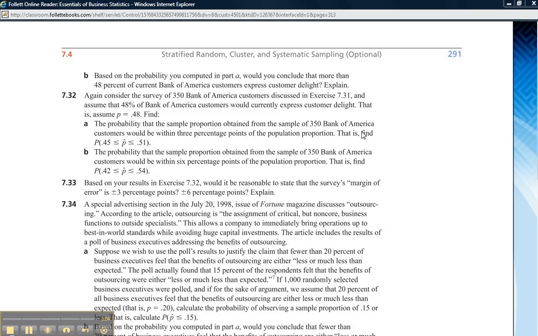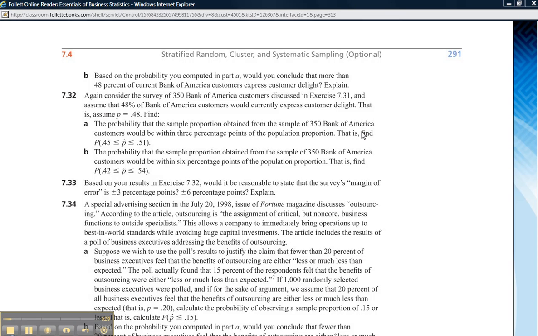Let's read the problem. Again, consider the survey of 350 Bank of America customers. Assume that 40% of Bank of America customers would currently express customer delight. It says we're going to assume that the P hat or P is equal to 0.48. That's the percentage of current customers that express customer delight. We want to see, has it changed?